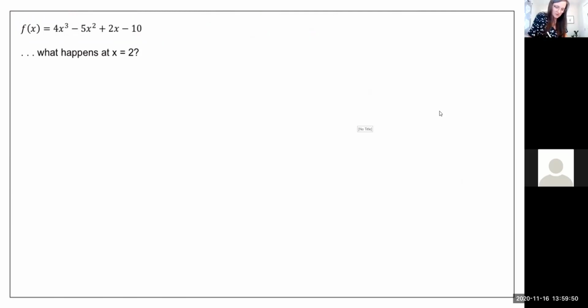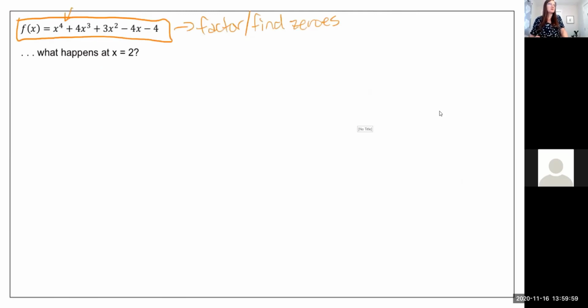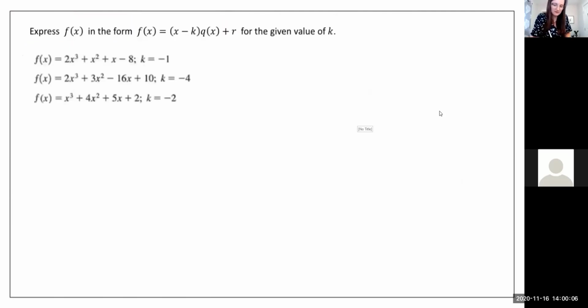So this one's a cubic, and the reason I'm saying what happens at x equals 2 is because perhaps that is a suggestion of what the zero might be. The first types of questions you'll have will give you a k that could work, and they just want you to write it in the format. Maybe it has a remainder, maybe it doesn't. But eventually what we're trying to do is get the remainder to be 0 so that we can factor.